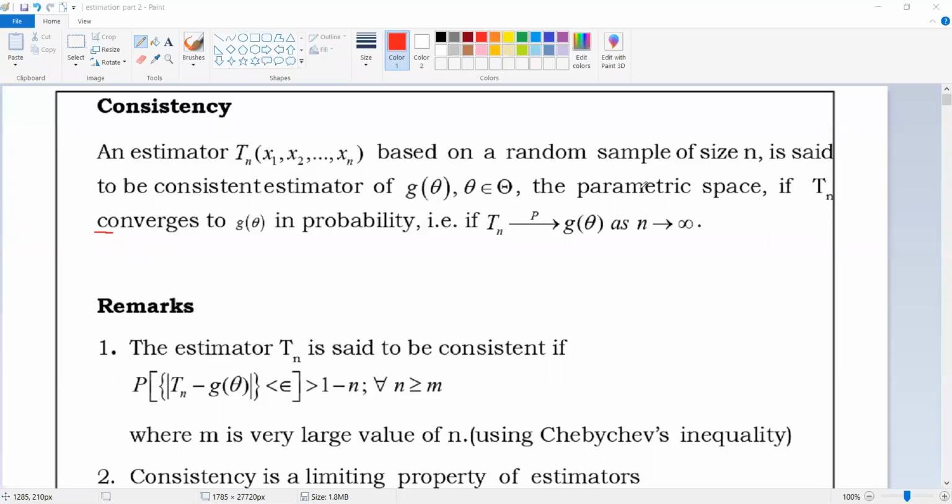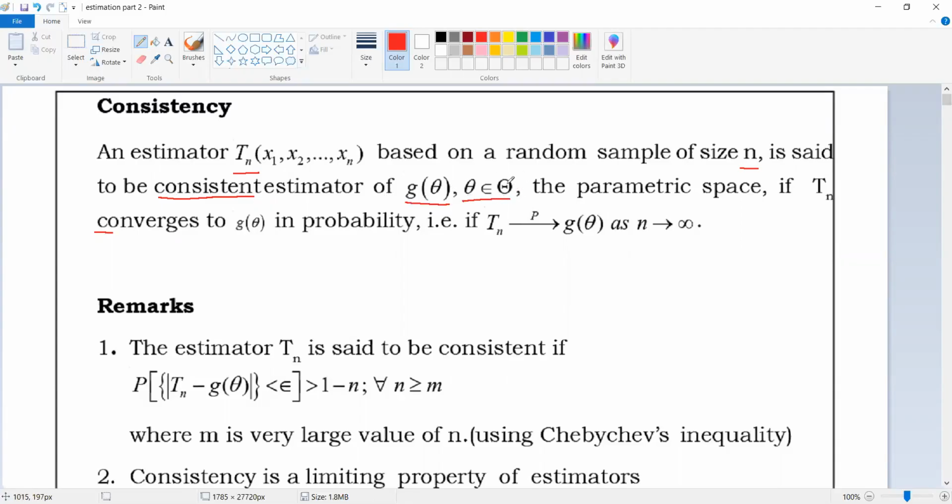Good morning, students. Theory of estimation, part 2. The second criterion of a good estimator, consistency, is another very important property of the theory of estimation. An estimator Tn, a function of sample observations x1 to xn based on a random sample of size n, is said to be a consistent estimator of g of theta, a function of theta, where theta belongs to the parametric space.